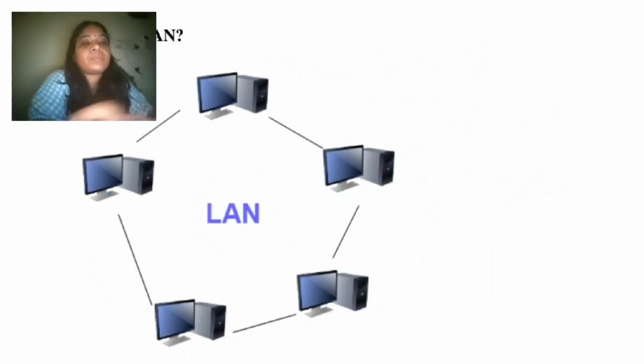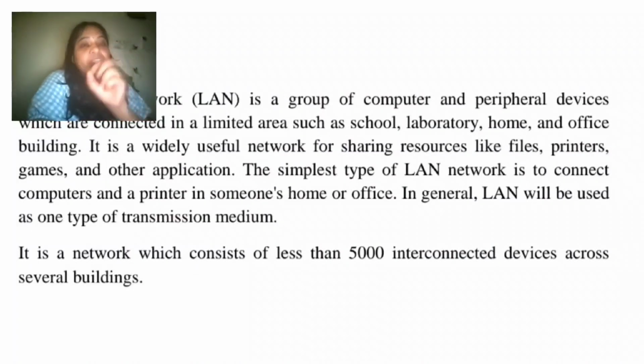And next, if you need a brief explanation, here I am giving it. You can read one by one. A LAN is a group of computers or peripheral devices connected within a limited area. For example, you can use a LAN in schools, laboratories, scientific or research-oriented laboratories, or the medicine field. And at home, wherever we are doing some work, we can use a LAN. Office buildings can also use a local area network. Here you can have fewer than 5000 interconnected devices. So 5000 or fewer devices you can connect with a LAN.